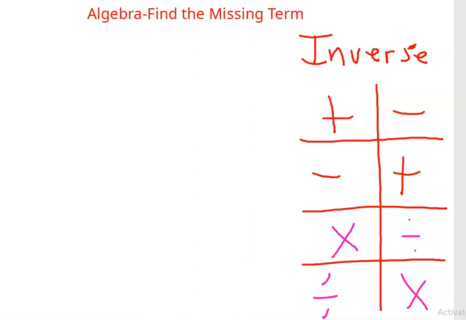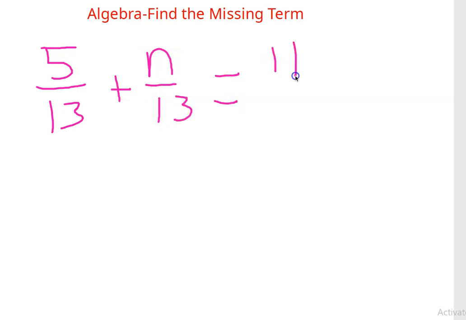So let's do an addition problem. We'll start off pretty easy. Let's say we have 5/13 plus n over 13 equals 11 over 13. So this is algebra because we're missing a term in the middle. Here we're missing the n. Over here we're missing that term.